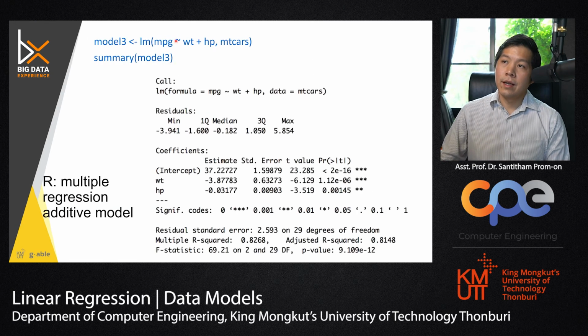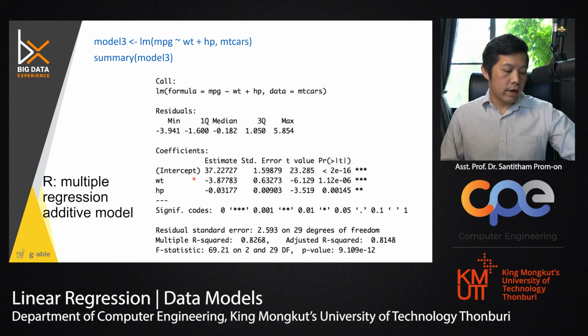Like this one, if you create a model using mpg tilde wt plus hp, it means that you want to predict mpg using both WT and HP. Oh, I don't have to use the string sign, right? And you can see that R square has been boosted from 0.7 to 0.8 here. It means that it can explain 82% of variations.